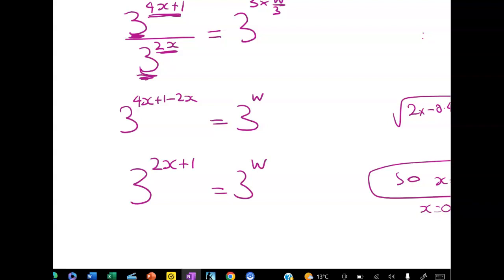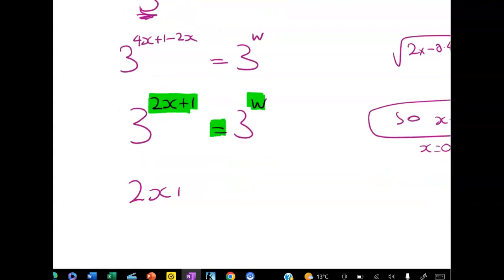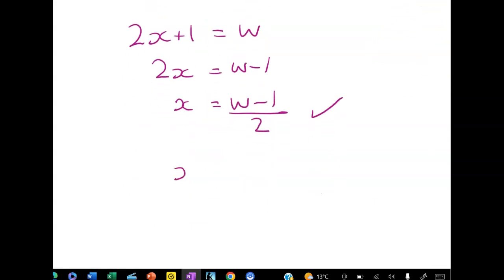Now, the bases are the same, which means that for these two things to be equal, the powers must be the same. So I can simply write down 2x plus 1 equals w, and now our goal is to get x as the subject. So we have 2x equals w minus 1. Finally, we have x is equal to w minus 1 divided by 2. It's fine to leave it like that. It's also correct to write it as w over 2 minus 1/2.